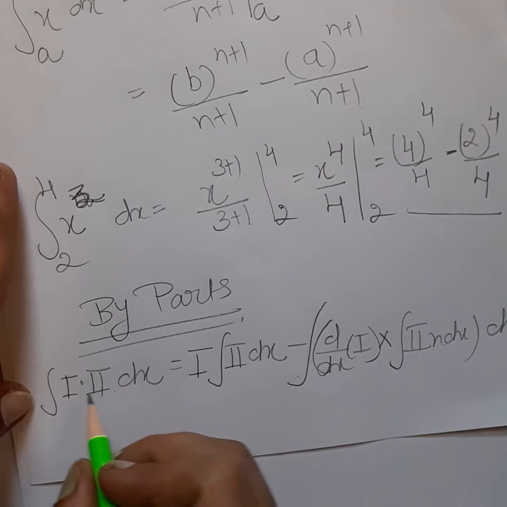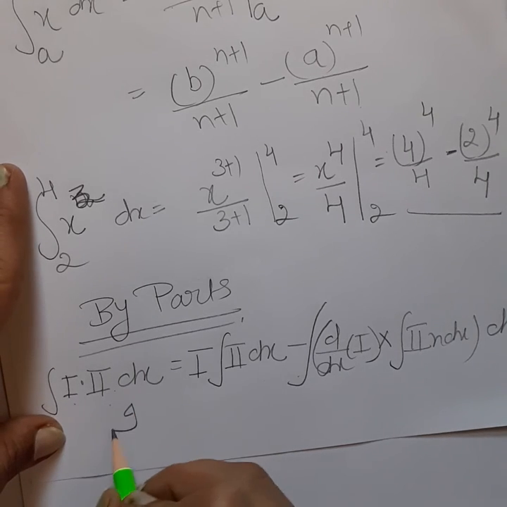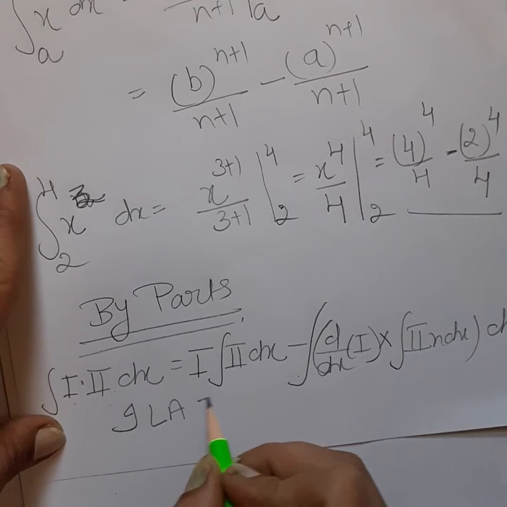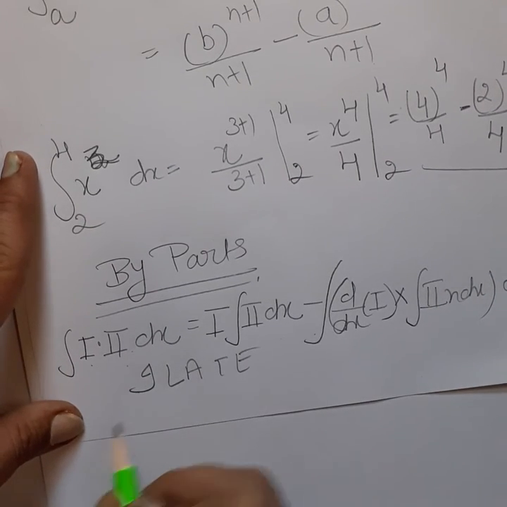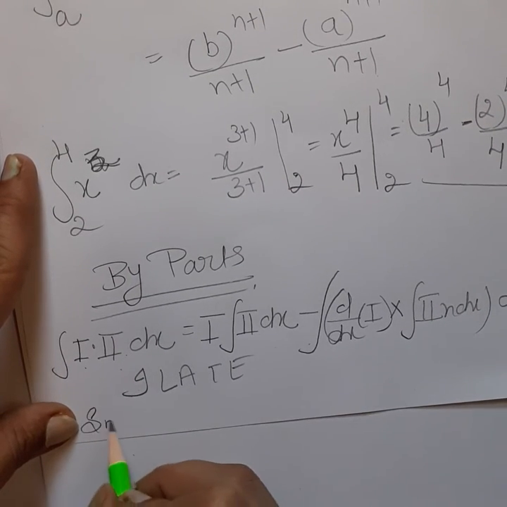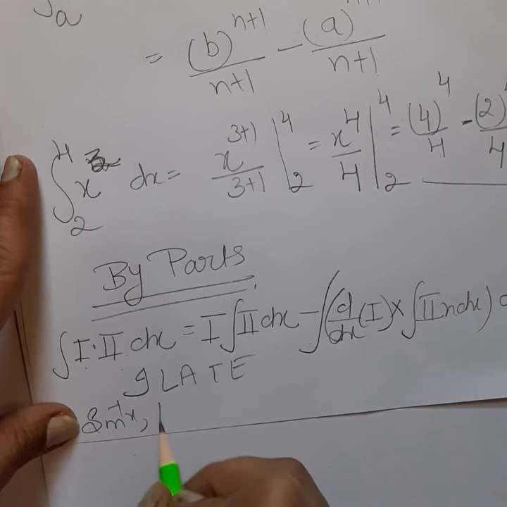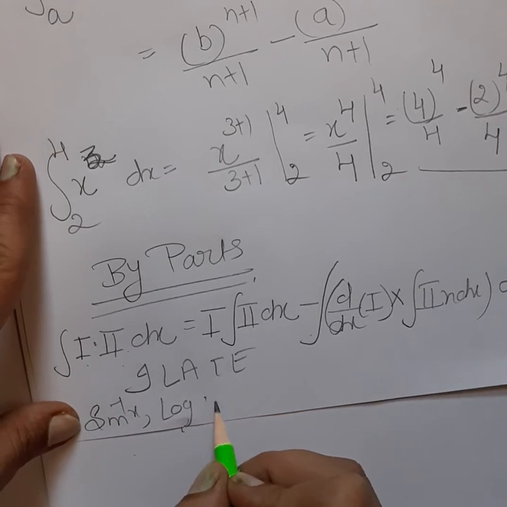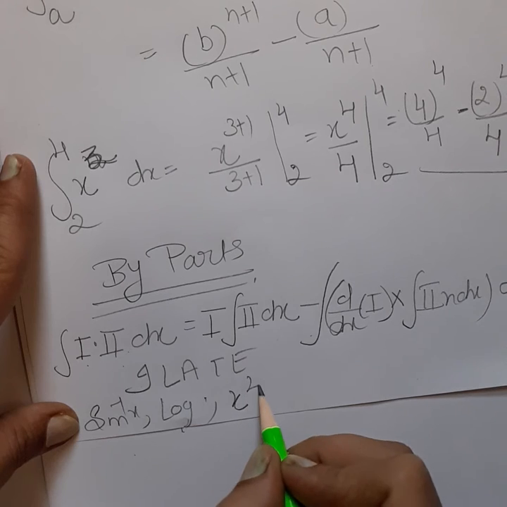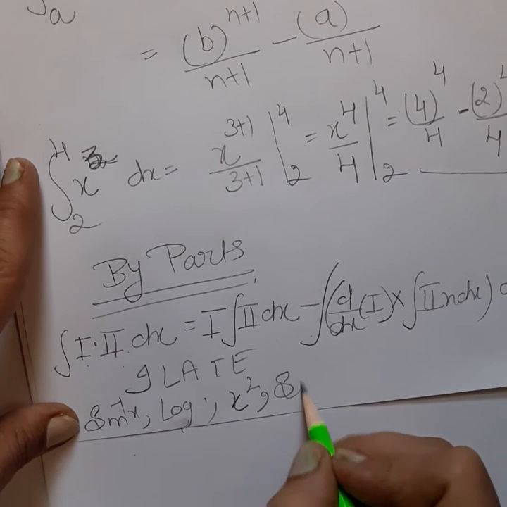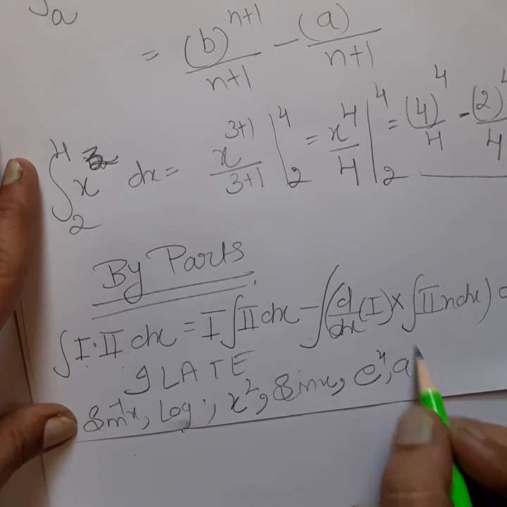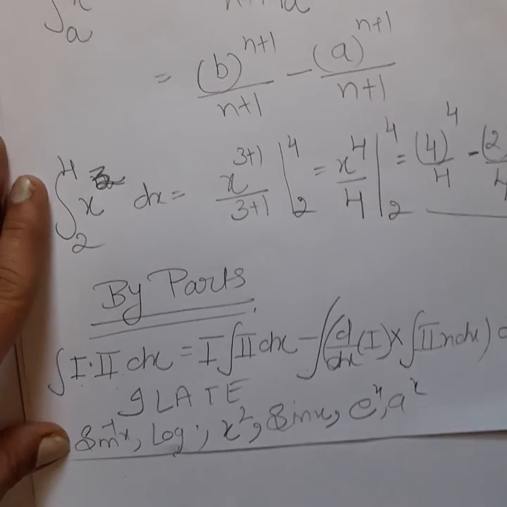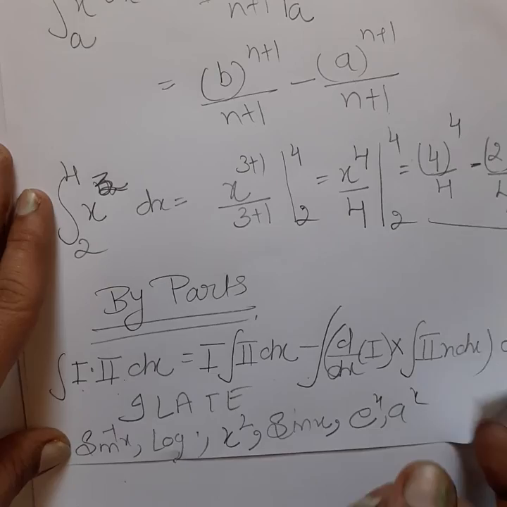And how can we choose the first and second function? We can choose it by the method of I LATE. I have told you what is the meaning of it. I means inverse function, L for logarithmic functions, A for algebraic functions, T for trigonometric functions, and E for exponential function.